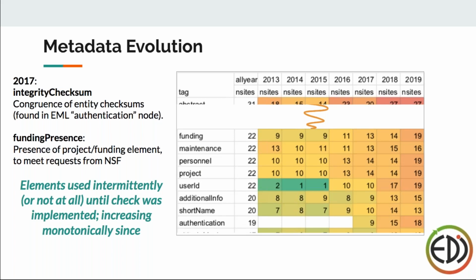authentication element. Another one that's relatively new is funding. NSF has asked that they be able to query repositories to see what data sets go with what funding codes. So we added a check for project funding. And so now you can see that early on, only a handful of sites were using this element, but after we added the check, it went up.